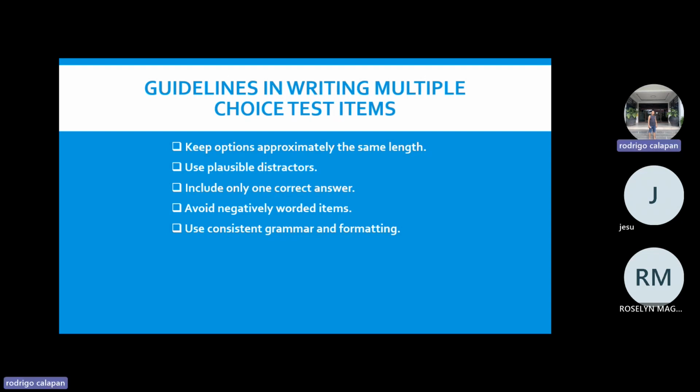And avoid negatively worded questions. Negatively worded questions can be confusing and lead to misinterpretations. If necessary, clearly indicate the negative phrasing to minimize confusion. And of course, as I have said a while ago, use consistent grammar and formatting. Keep the structure and formatting of the stem and options consistent throughout the test. This helps students focus on the content rather than deciphering the wording.